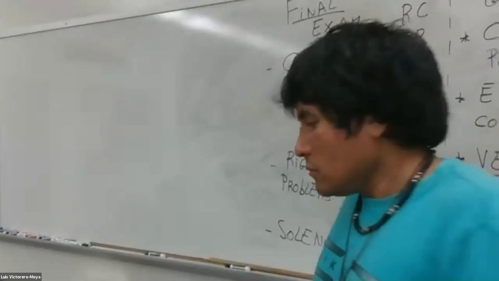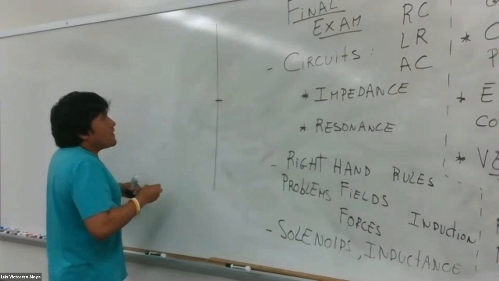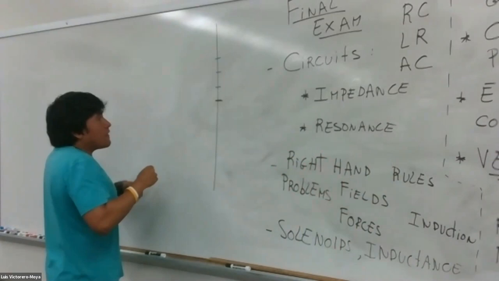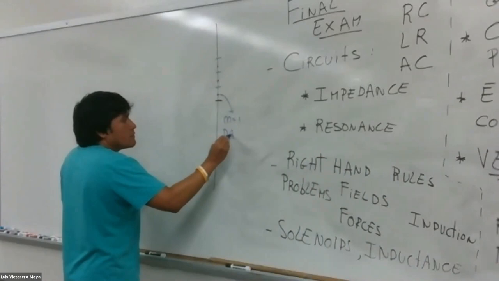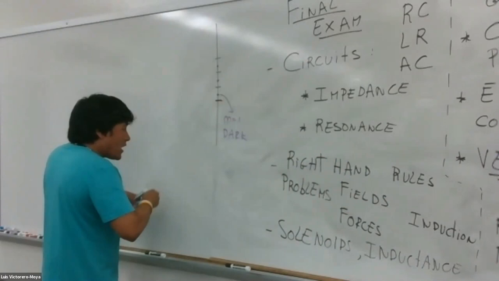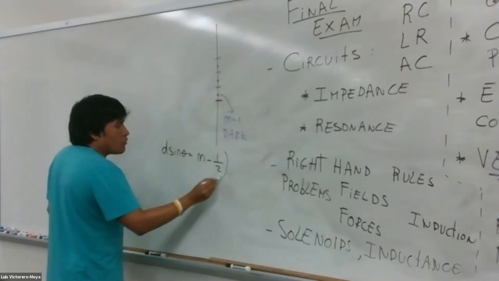If you have the dark fringe, so this is your maxima here, and then your bright fringe is happening at N equals 1, 2, 3, but you also have dark fringes. I want to put this in here. One there, the second one there. So the first order, this is M equals 1 for the dark, above the central maximum. So the equation you will use is like this. Again, d sine theta equals M minus 1/2 times lambda.